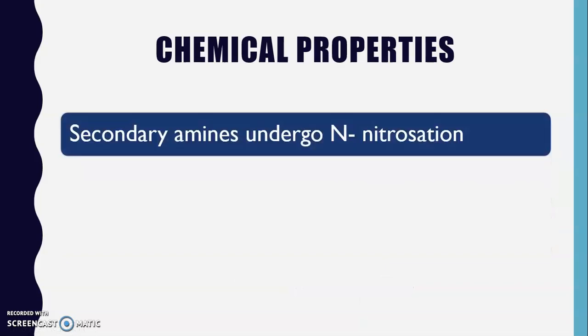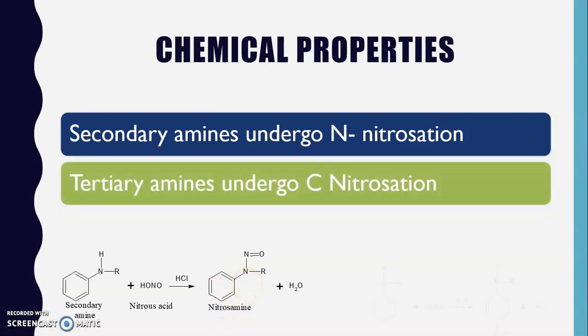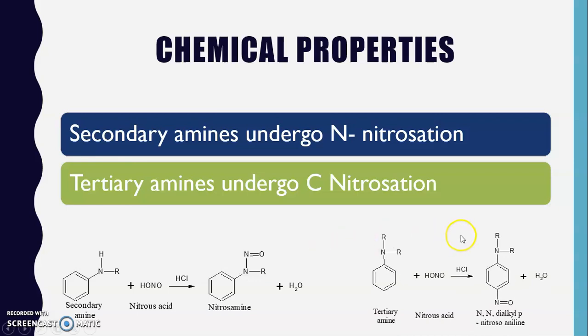Then secondary aromatic amines undergo N-nitrosation. So here you can see, instead of formation of the diazonium salt, there will be formation of nitrosoamine, while tertiary amines undergo C-nitrosation. Means instead of reacting with the nitrogen atom, they will react with the carbon atom. In this way, this particular reaction is used to differentiate between the primary, secondary and tertiary amines.